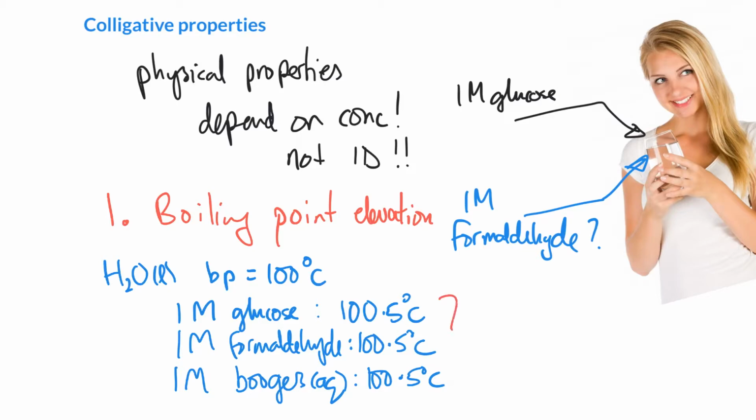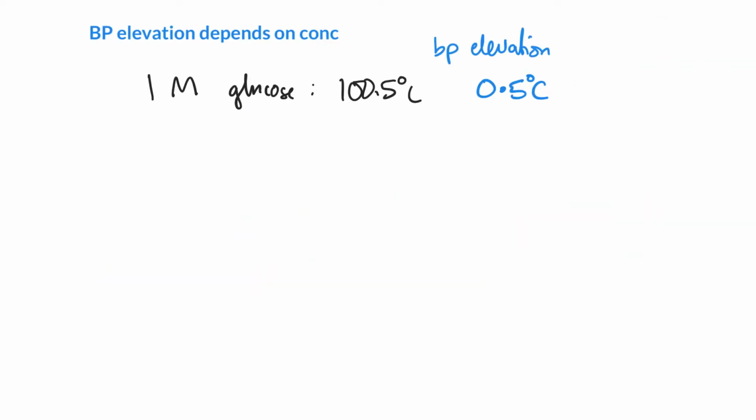When we look at these, we can see that these have all increased in boiling point over pure water. In fact, all of these have what we call an elevation of 0.5 degrees C. This is the boiling point elevation. You might wonder, what happens as we increase the concentration? As we increase the concentration, we increase the boiling point. Let's take a look. We saw in the last slide that 1 molar anything, if it's aqueous, meaning dissolved in water, boils at 100.5 degrees C. That's an elevation of 0.5 degrees C.